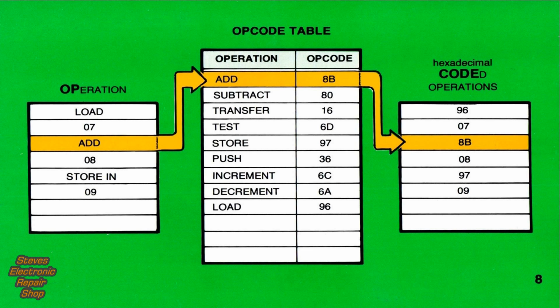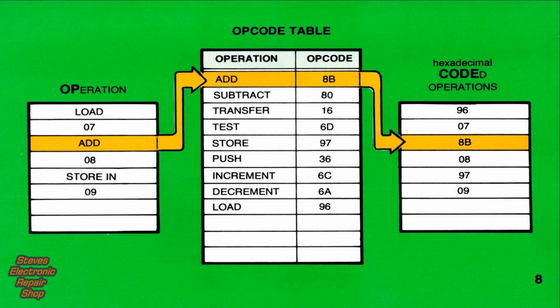Since the keyboard only inputs hexadecimal numbers, we must convert each operation and number into hexadecimal. This requires the use of a special chart called the opcode table. Take, for example, the add operation. The opcode table shows that the code for the add instruction is 8B. Therefore, each instruction or operation must be converted into hexadecimal, as must all data.